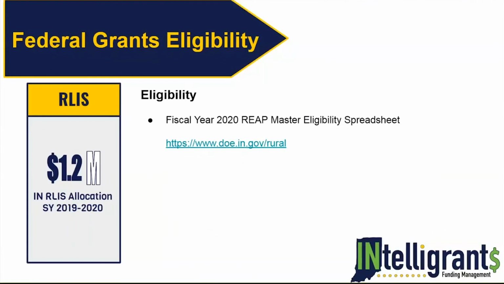Not sure what your locale code is or if you meet other aforementioned criteria? Access the fiscal year 2020 REAP Master Eligibility Spreadsheet via the web address below.